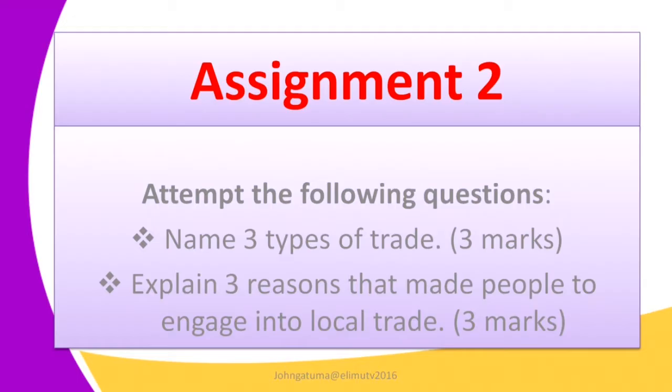Another reason is because of uneven distribution of resources. Uneven distribution of resources means that on the earth, some of the resources are unevenly distributed. They are not equally distributed. Some places have abundance of these resources. So the only way to get the resources is to engage in trade.